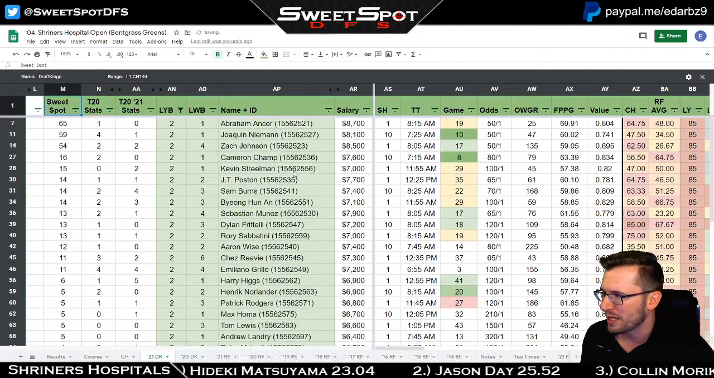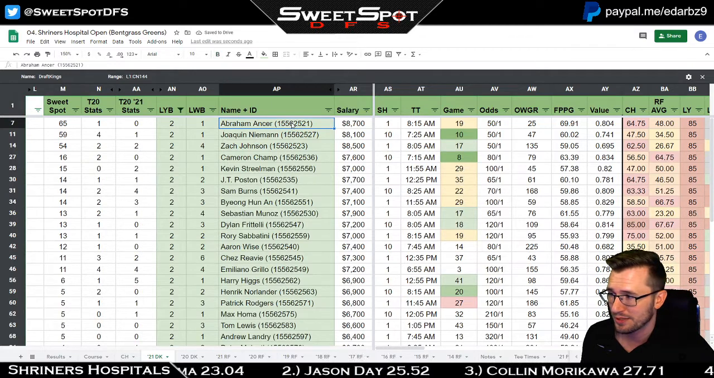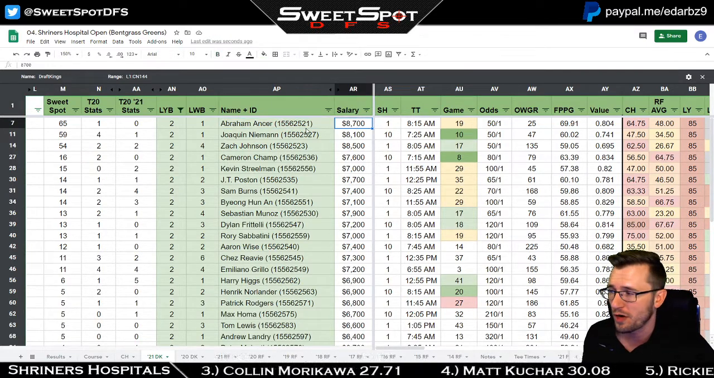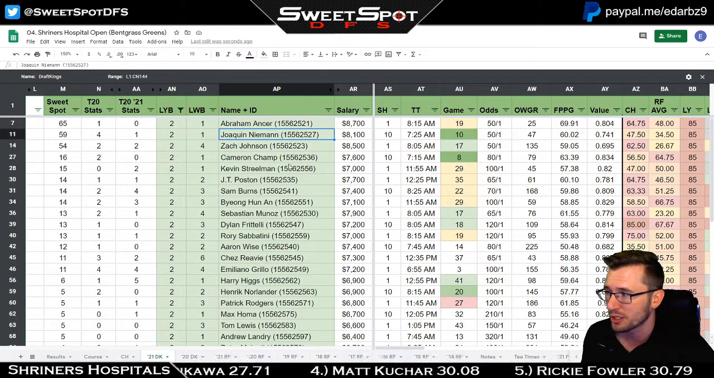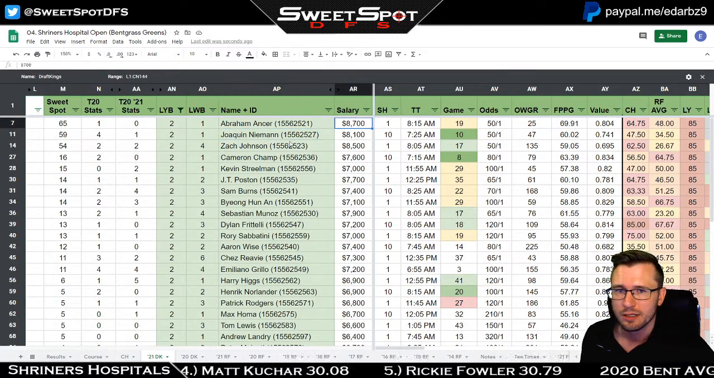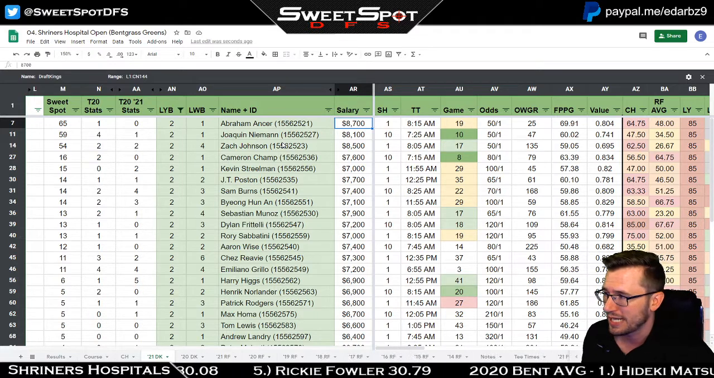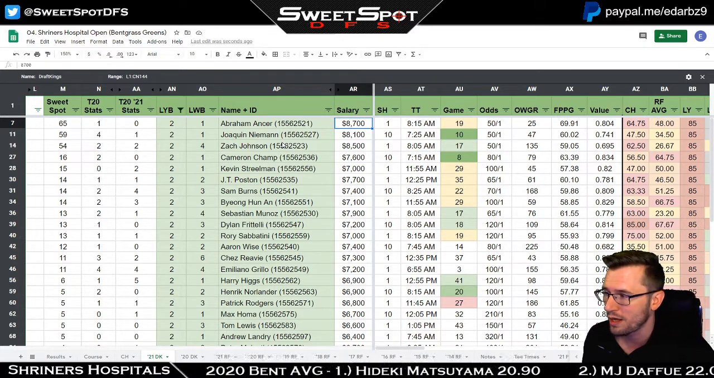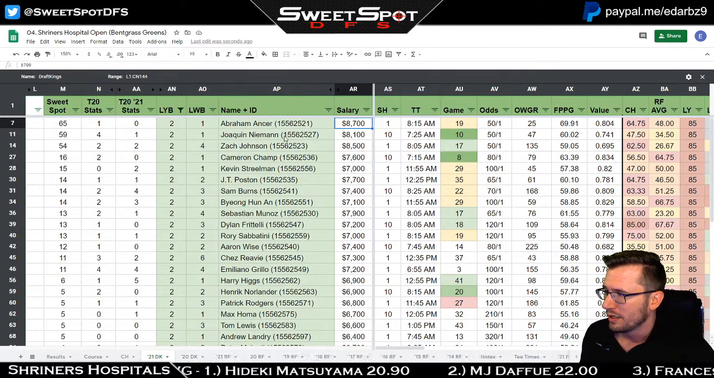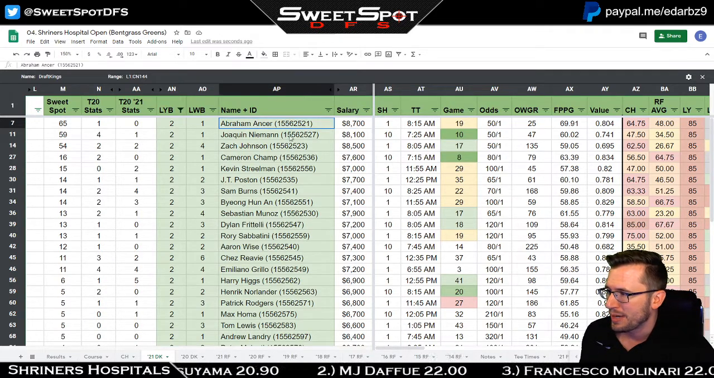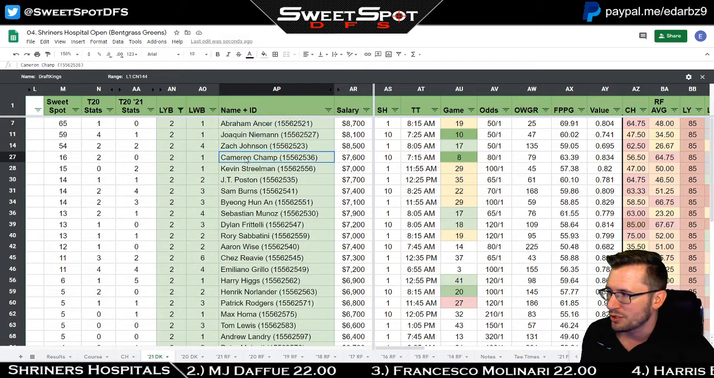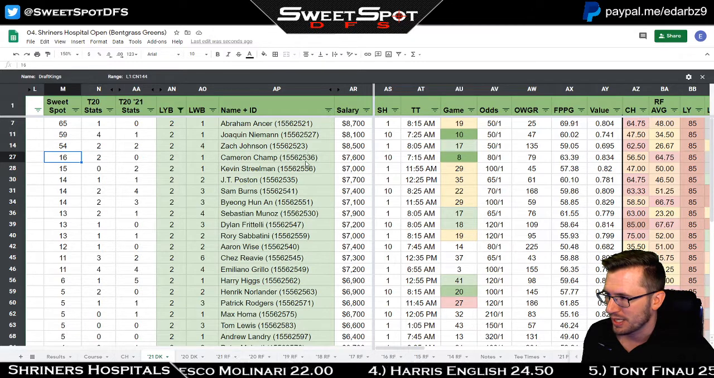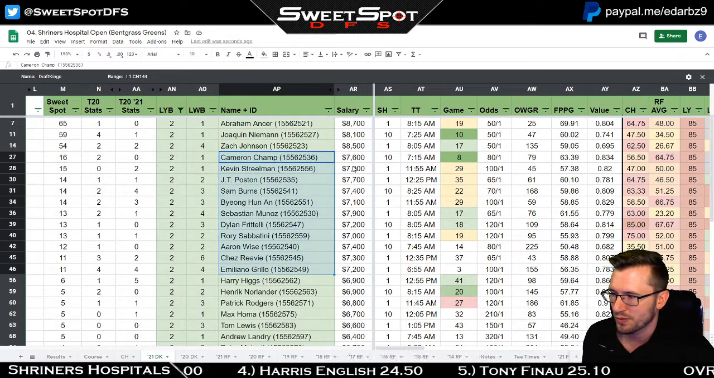Going by the sweet spot number, the top guy is Abraham Ancer at 8,700, and again, that's incorporating his price range. Of all the other golfers within 8,000, including Joaquin Niemann, he is the top last year two, so he might be worth the play. He might be the guy you want in your lineups. Then it's really Abraham Ancer, Joaquin Niemann, Zach Johnson, and then it drops considerably, 54 to 16. Again, this is including everyone within that price range.